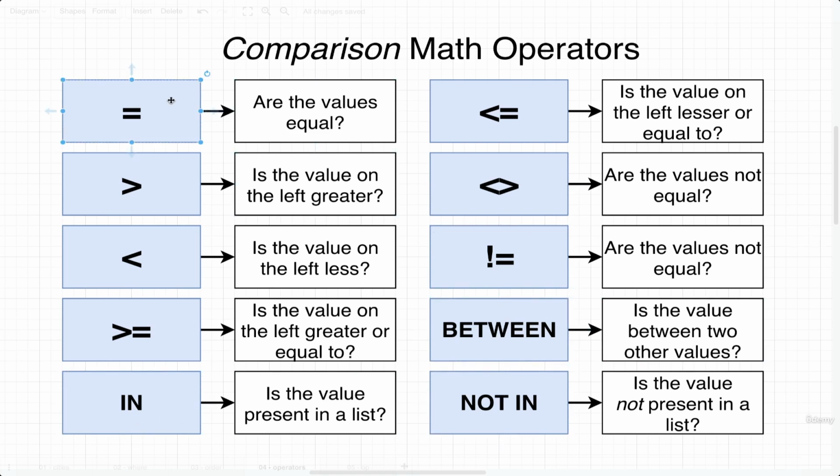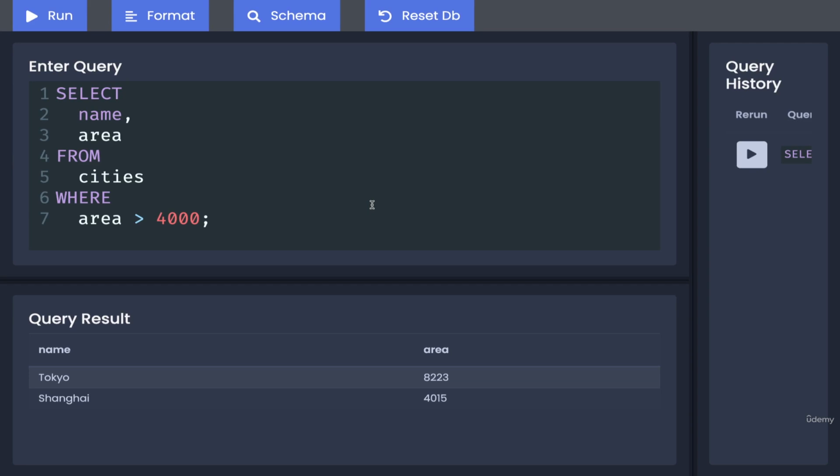Let's take a look at how we would check to see if a row's value or some column value is equal to a constant value. So back over here, I'm going to update my where statement, and I'm going to change it to area equal to 8223. Now, unlike many other programming languages where a single equal sign is referred to as an assignment operator, we're not doing any assignment here whatsoever. We are doing a comparison.